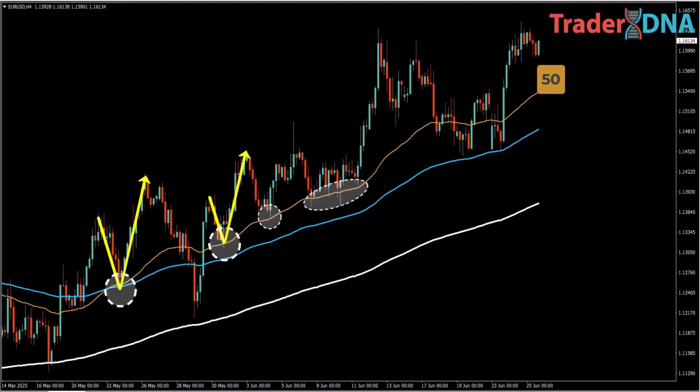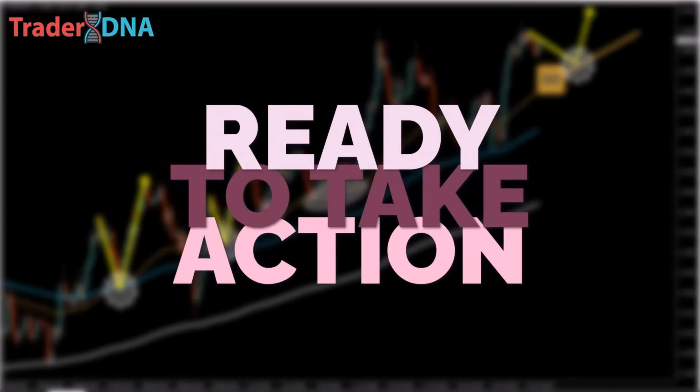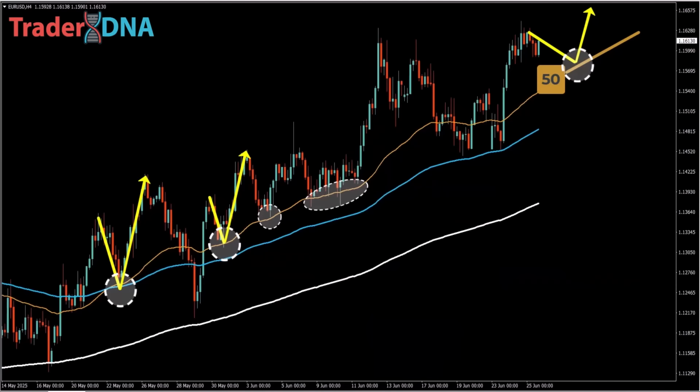So what does this mean for you? Here's the golden nugget. When you see price coming down toward that 50 EMA and you notice it's done it before and bounced, you don't sit there guessing. You get ready to take action. Why? Because you're not gambling. You're trading based on something the market has already proven to respect. And that is the difference between random trades and smart ones.